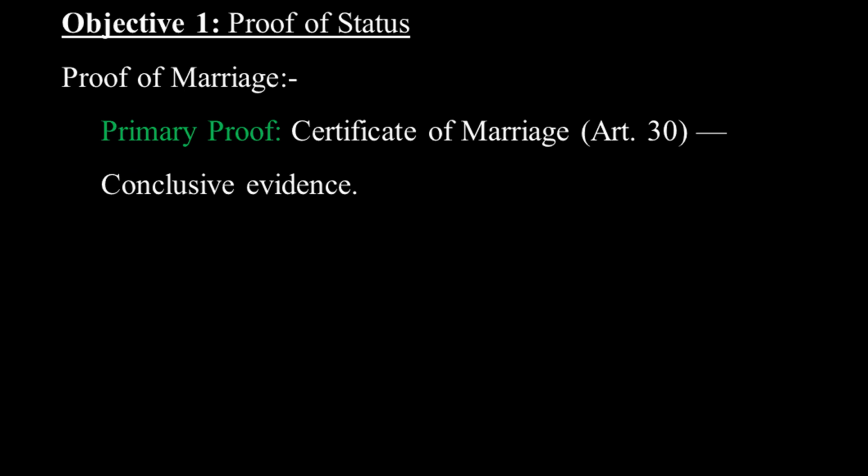First, let's look at the proof of marriage. Under Article 29 of the Revised Family Code of Ethiopia, registration is mandatory regardless of the form of celebration. The primary means of proof is the certificate of marriage. This certificate is issued by the officer of civil status and is conclusive evidence of the celebration. But what happens if there is no certificate?